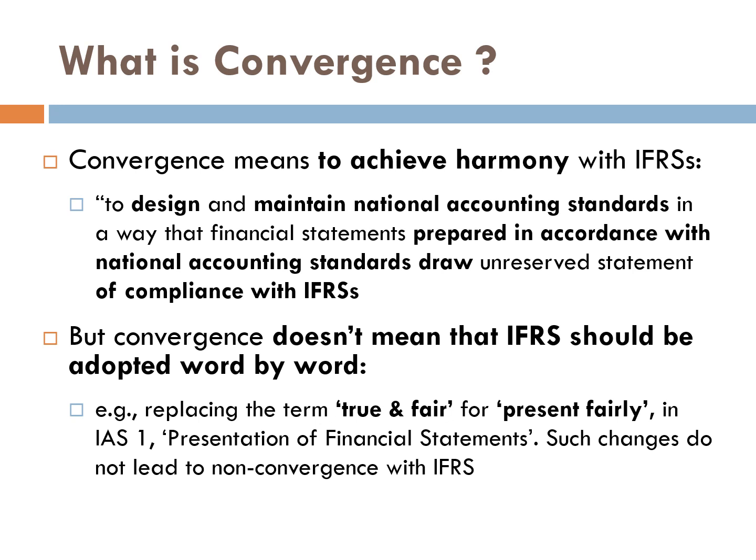And then when we talk about convergence, it means to achieve harmony with IFRS. In this term, the country that adopts the IFRS tries to design and maintain national accounting standards in a way that the financial statements prepared in accordance with national accounting standards draw an unreserved statement of compliance with IFRS. But it is important to note that convergence does not mean that IFRS should be adopted word by word. For example, when there is the term true and fair in a certain standard, we might replace the term true and fair with presented fairly, and so on. So we do not need to adopt word by word. We can use certain terminology based on our own standard. So that's what we call convergence.